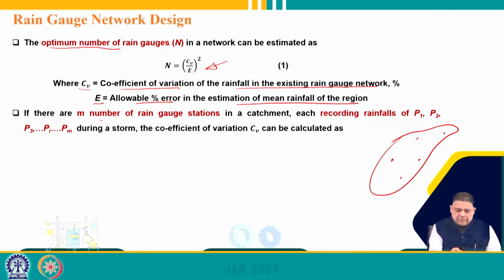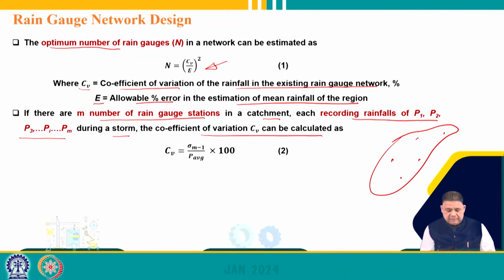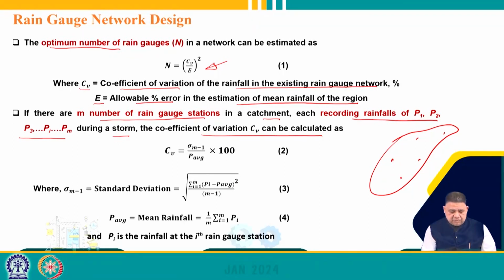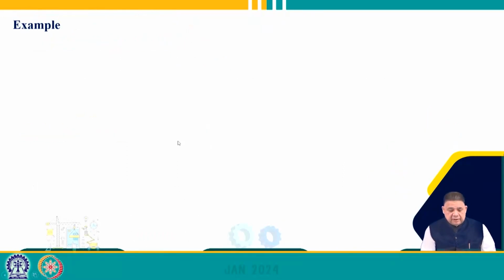So, if there are m rain gauge stations in a catchment, each recording rainfall of P1, P2 to Pm during a storm, the CV can be calculated. This is a statistical formula, that is, the standard deviation divided by the average, and the standard deviation, of course, we can calculate using this formula, and the mean we know how to calculate, where Pi is the rainfall at the ith rain gauge station. So, using these data, we need to calculate the mean of the rainfall and the standard deviation, and once the mean and standard deviation are there, we can calculate the CV.